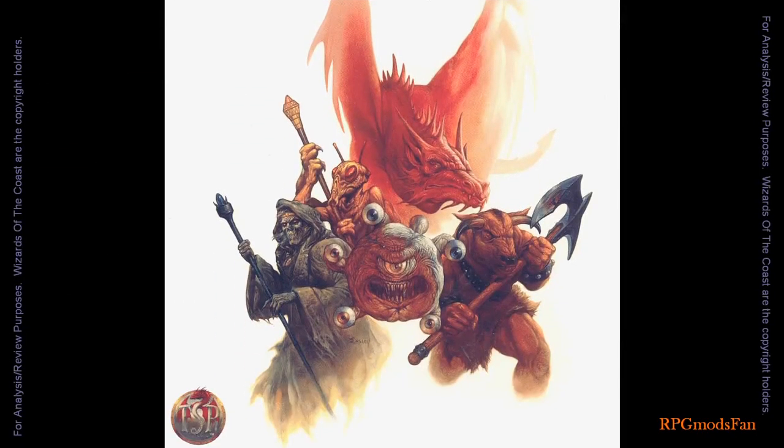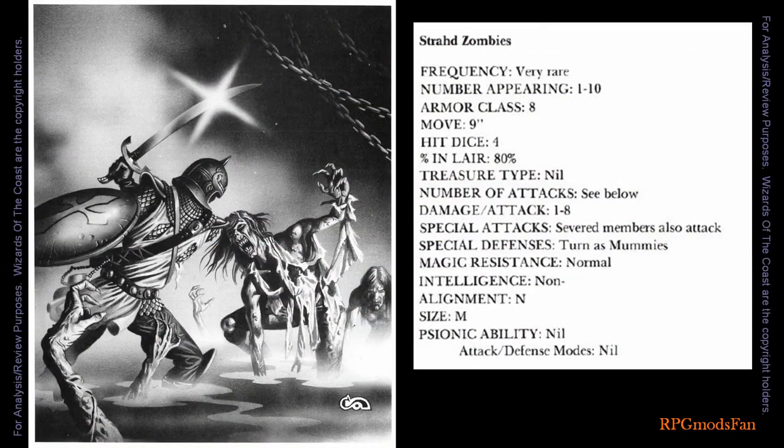Only one new monster makes its debut in this module, and it is the Strahd Zombie. Instead of creating normal zombies, the Count is able to make a tougher variant called the Strahd Zombies. In appearance, Strahd Zombies look like normal zombies, but have 4 hit dice instead of 2, and for clerics, they are turned as mummies.